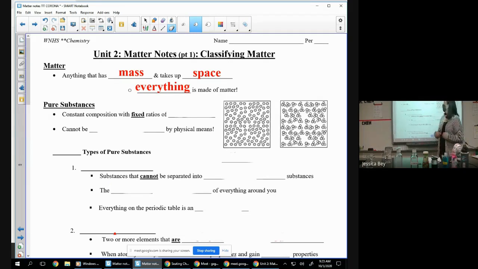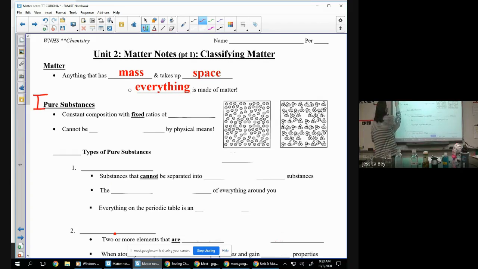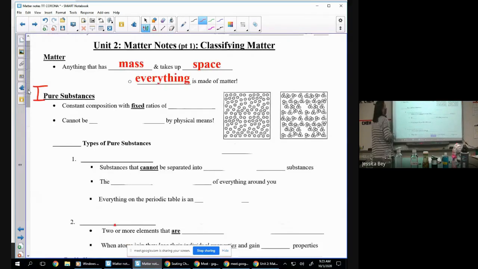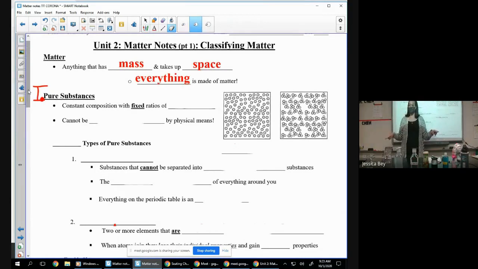Good. All right. So now we have two main big chunks. The first big chunk, if you want to do better at your outlining, you can put a 1 at pure substances. Okay. Pure substances break down into two types. But first, let's talk about pure substances.